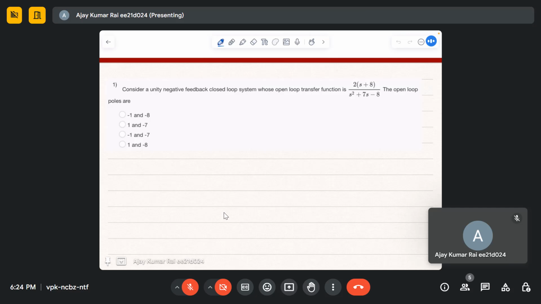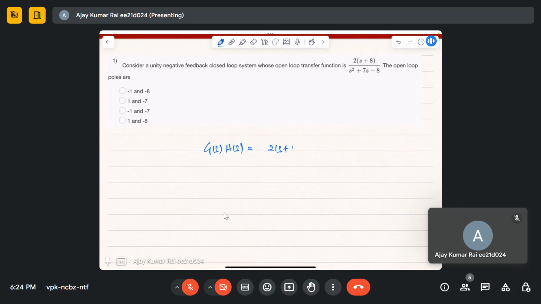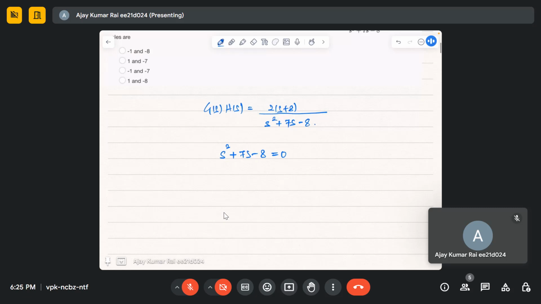The first question is: consider a unity negative feedback closed loop system whose open loop transfer function is this. The open loop poles are what? To find the open loop poles, you look at the denominator and find its roots. The roots of the denominator are the open loop poles. So what can I write here.